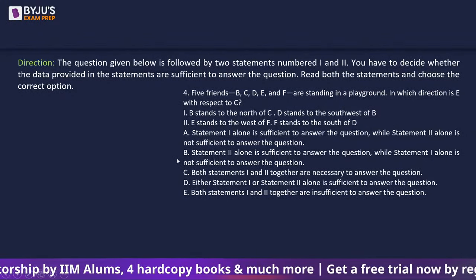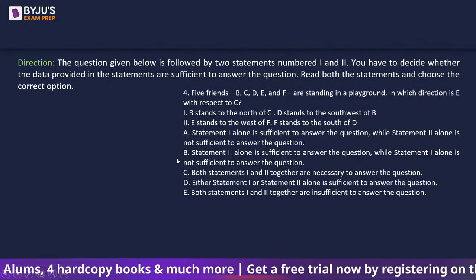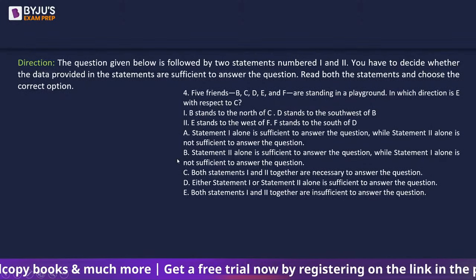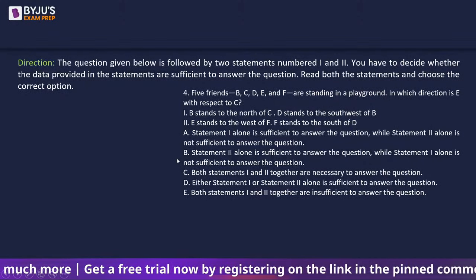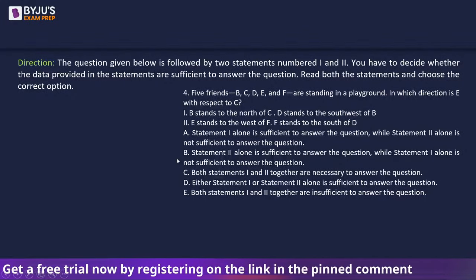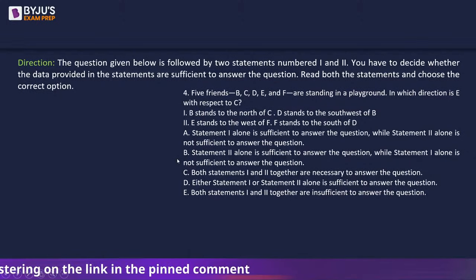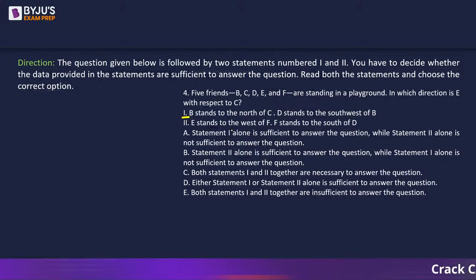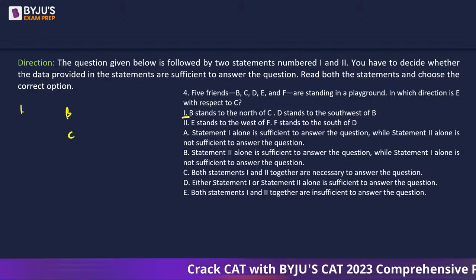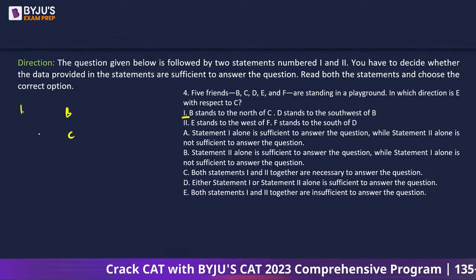Okay, the question given below is formed by two statements numbered 1 and 2. You have to decide whether the data provided in the statements are sufficient to answer the question. Read both the statements and choose the correct option. We have got 5 friends B to F and they're standing in a playground. In which direction is E with respect to C? So let's use statement 1. B stands to the north of C. D stands to the southwest of B.